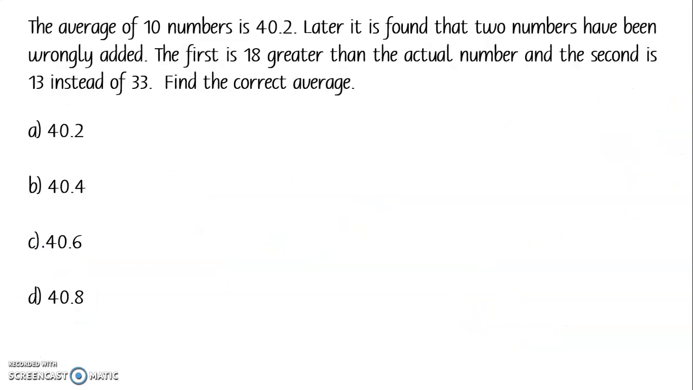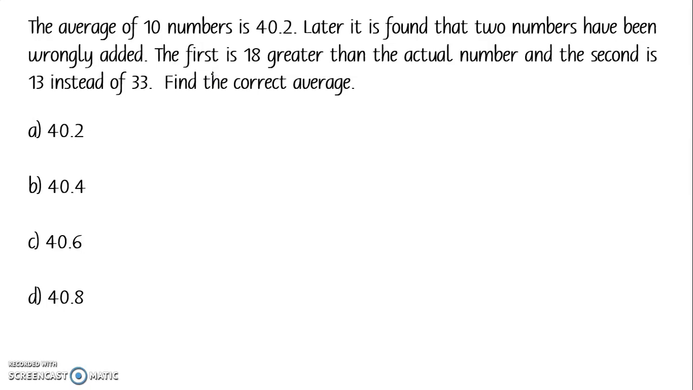Okay. So here we have one more problem. The average of 10 numbers is 40.2. Later it was found that two numbers have been wrongly added. The first is 18 greater than the actual number, and the second is 13 instead of 33. Find the correct average.